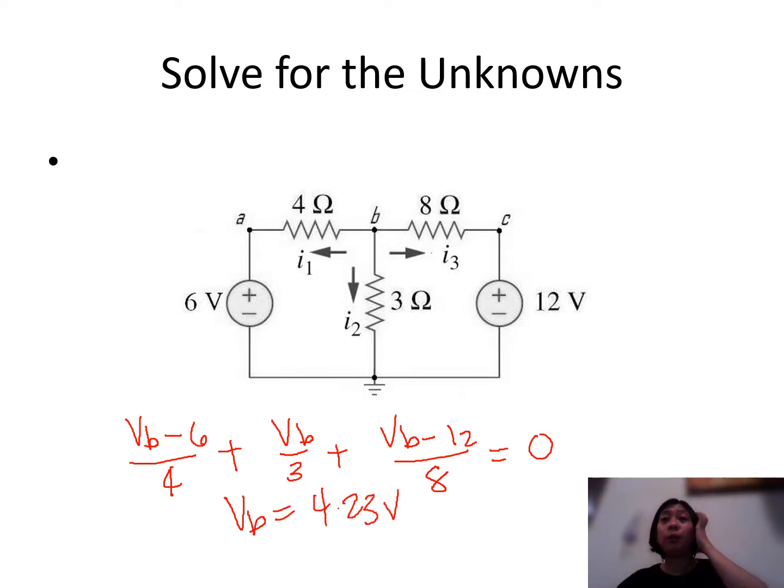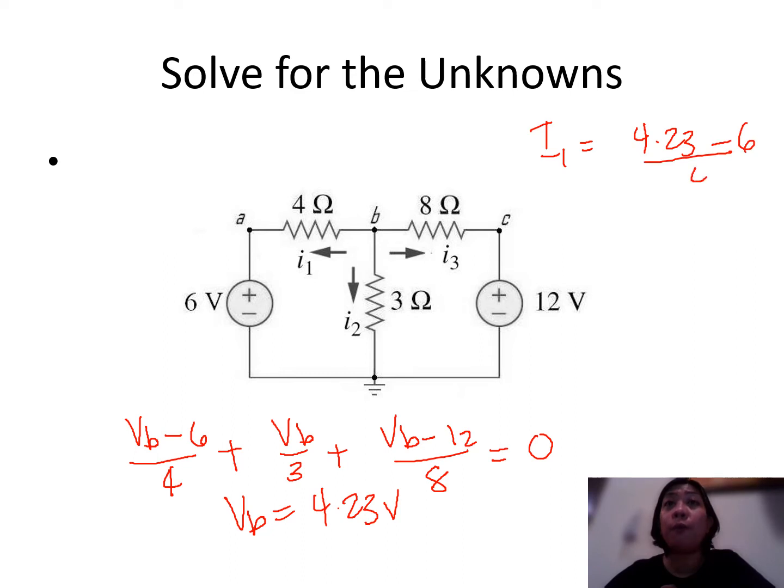So that is equivalent to 4.23 volts. By doing that, we can now solve for each of the different currents here. So what do we have for I1 here? I1 now is equivalent to 4.23 minus 6 all over 4. Looking at your numerator, we can see that the answer here is negative.